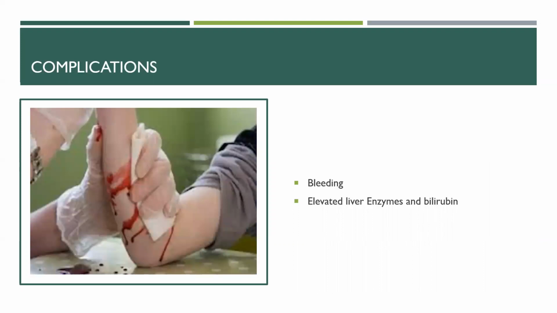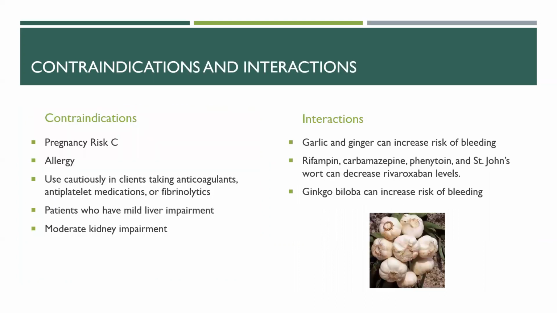Complications, bleeding. We're seeing a common theme here. Everybody seems to be bleeding. This one is also hard on our liver, so you can have elevated liver enzymes and bilirubin. Once again, most of these are similar to what we've seen before. You want to watch patients who have mild liver impairment or moderate kidney impairment, contraindicated with people who have allergies, and you want to use cautiously for anybody taking any other anticoagulants.